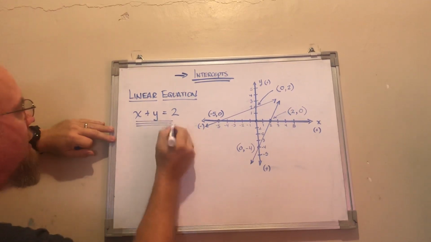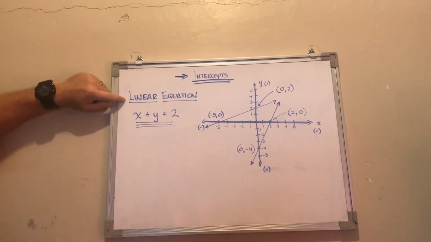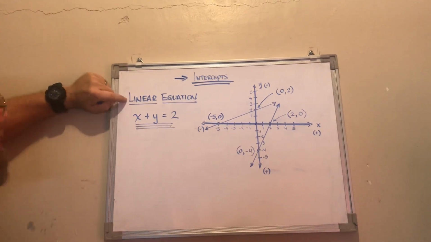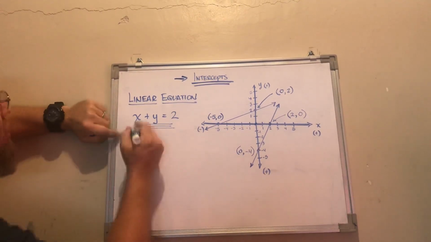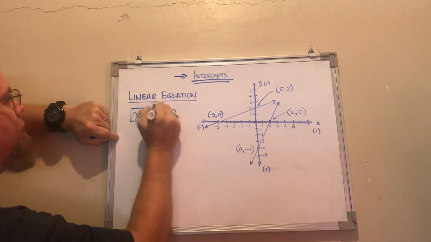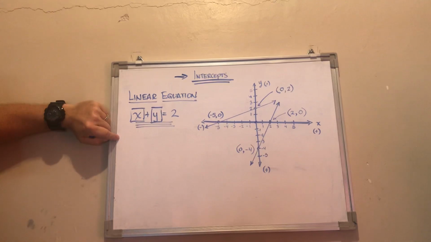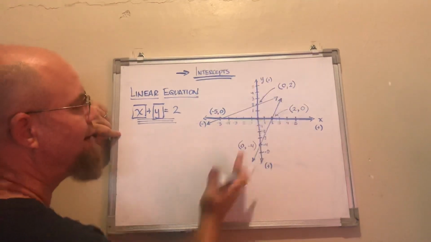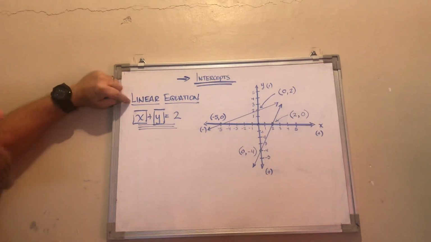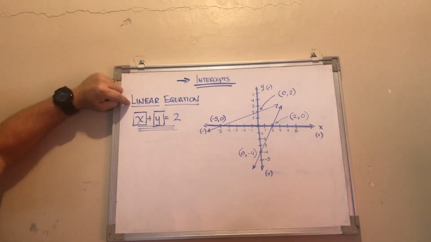This is a linear equation. And the reason why we call it a linear equation is that any equation that has a value of x and a value of y will result in a straight line when you graph it. That's why we call it a linear equation.